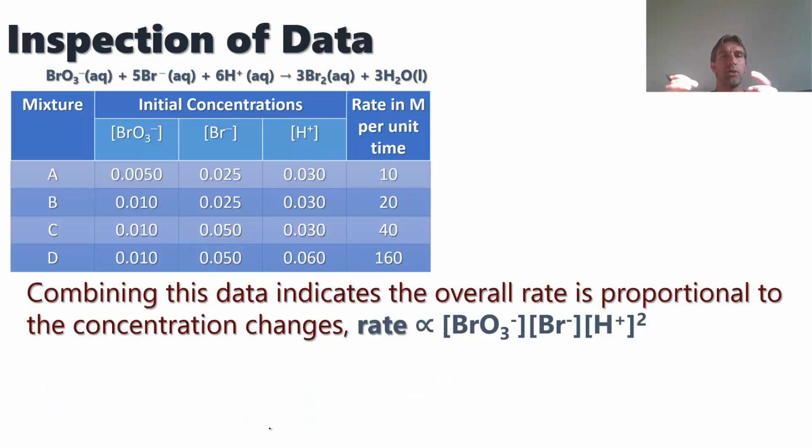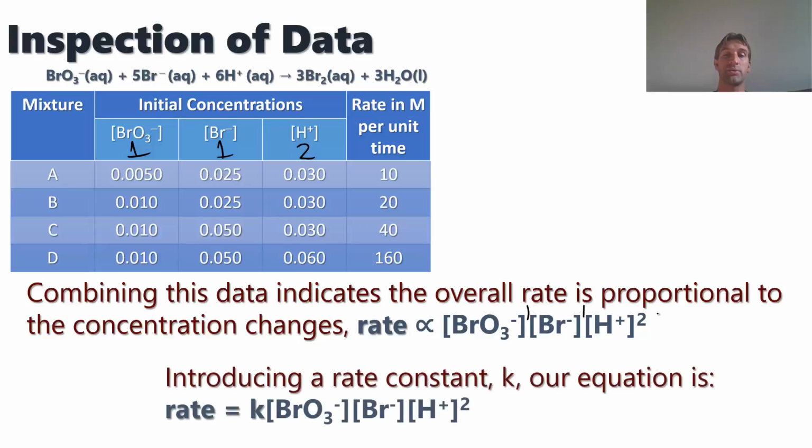Now, when I look at all of the changes, what I want you to remember is we said it is first order with respect to bromate, first order with respect to bromide, and second order with respect to hydrogen. So the rate is directly proportional to BrO3 minus to the 1, Br minus to the 1, and H plus to the 2. Writing this out as a complete rate law, we would say that the rate is equal to k times bromate times bromide times hydrogen ion squared.